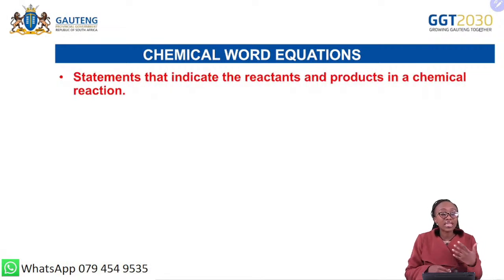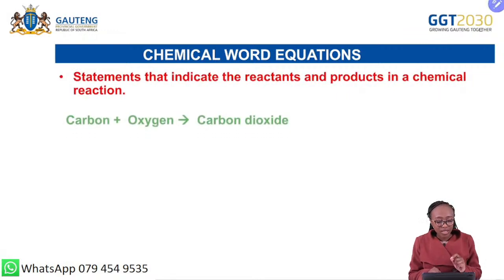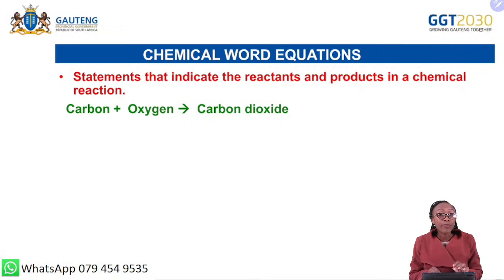Remember we said a chemical equation is a symbolic way of representing a chemical reaction. Now a word equation is actually a statement. So here is an example of a word equation: carbon plus oxygen to give us carbon dioxide.